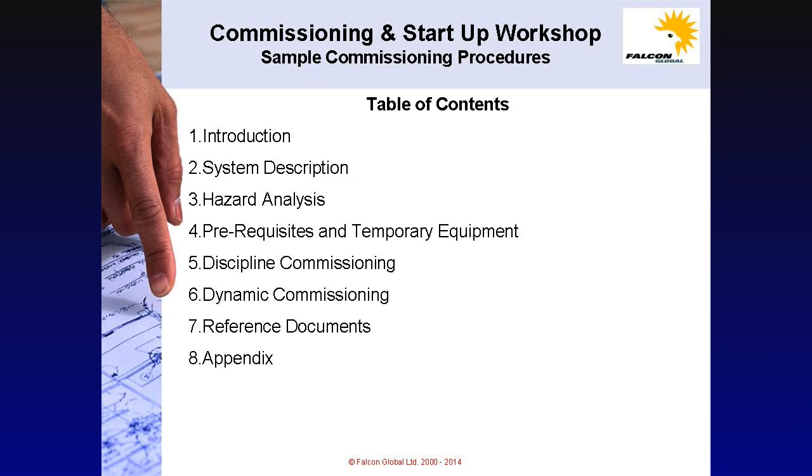Slide 152. The typical table of contents from a commissioning procedure. These are an introduction, a system description, a hazard analysis, a list of prerequisites, a list of temporary equipment, the discipline commissioning procedure, followed by the dynamic commissioning procedure, a list of reference documents and an appendix.